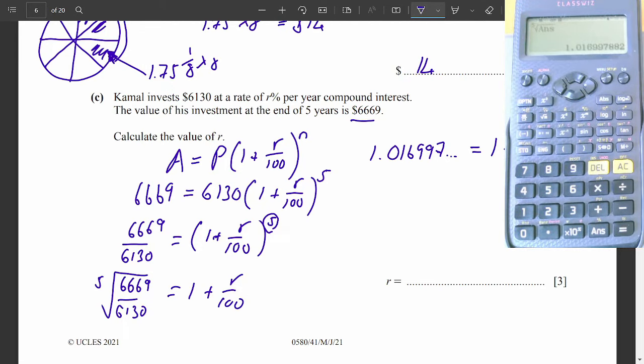Next step will be to get rid of that 1. So let's subtract 1 from both sides. So we just minus 1. That gives us 0.016997 equals R over 100. And to get rid of the 100, we multiply by 100.